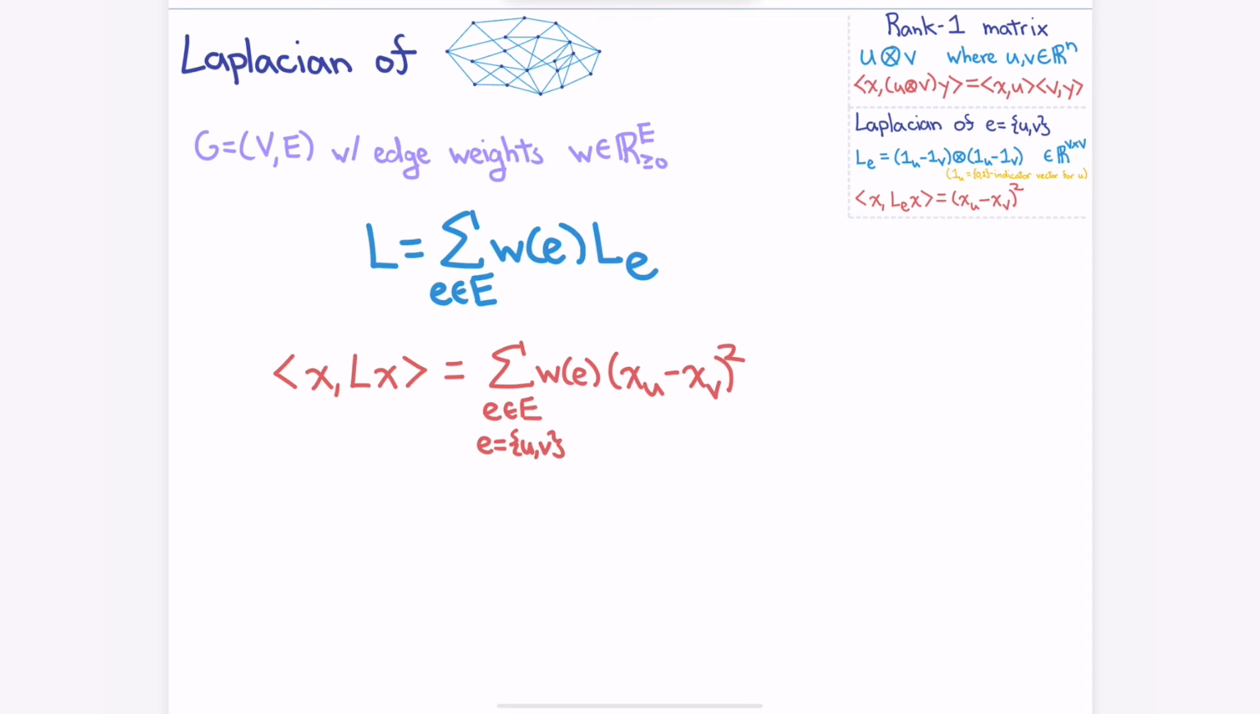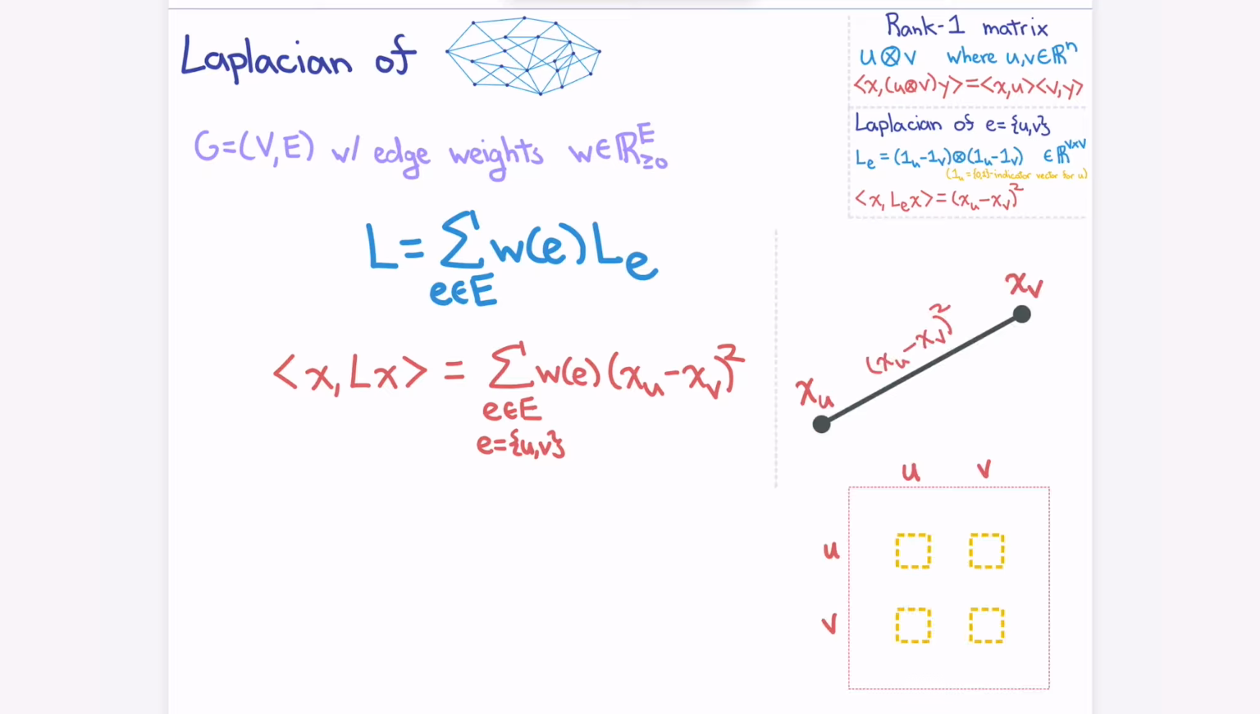Okay. So I'm going to give you yet another definition of the graph Laplacian. Just to recall, it's this kind of symmetric matrix. One way to define it is like this: you put in any vertex potential, and it's always going to look at the endpoints of each edge and take the difference squared.